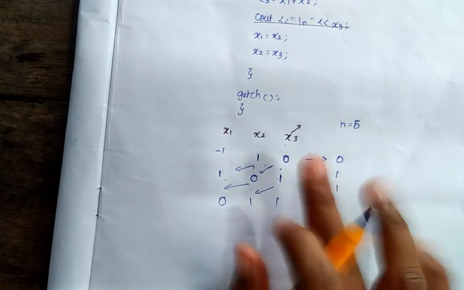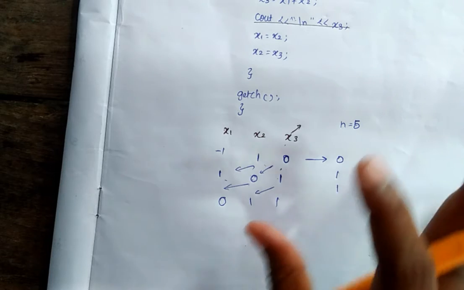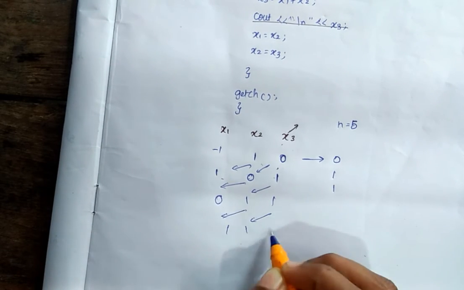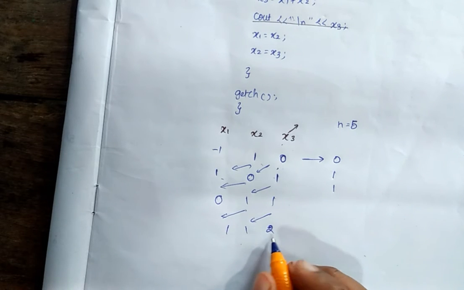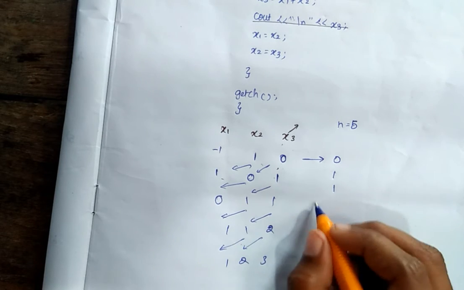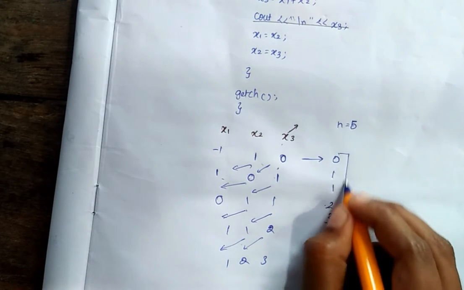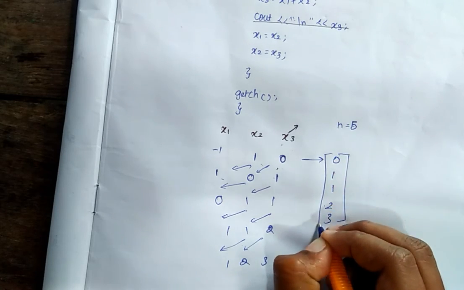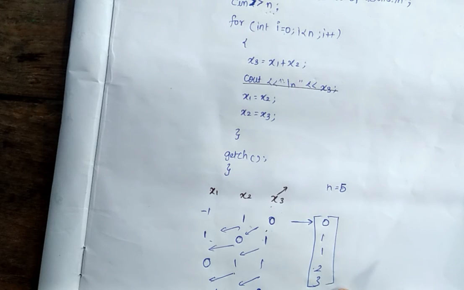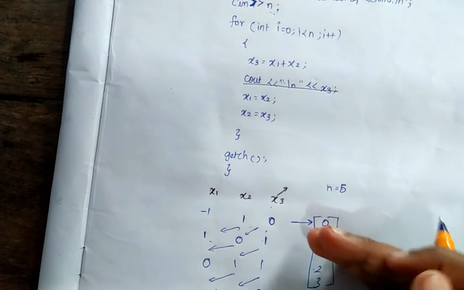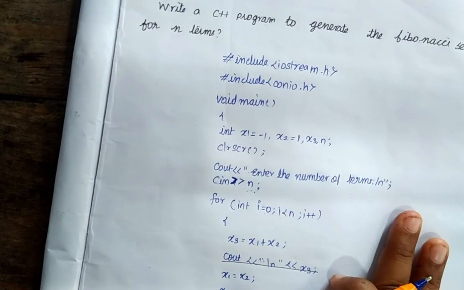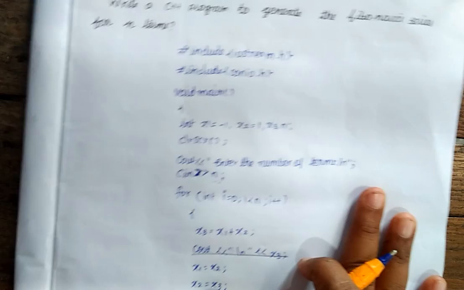After these 3 values are completed, we have 5 values to be printed in the output. So 1 and 1 will add to 2, and then 1 and 2 make 3. So 0 1 1 2 3 will be printed like this. So the Fibonacci series of n terms, I mean 5 terms, can be printed like this as output, one by one, using the new line function. This is the output, and this is the program to generate the Fibonacci series. Okay, thank you.